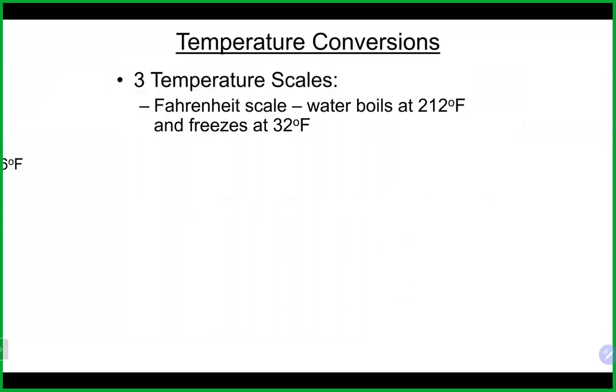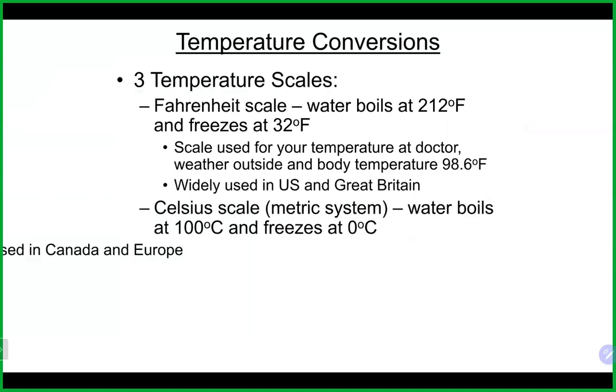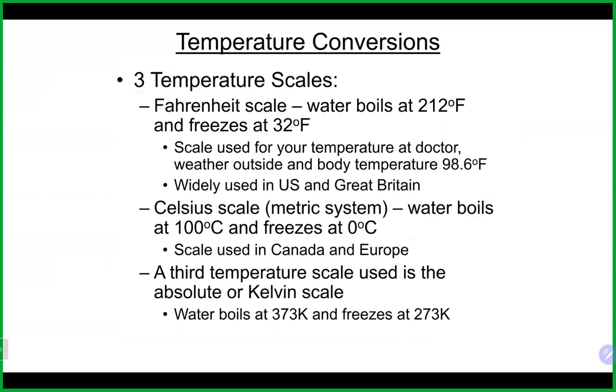So let's talk a little bit about temperature conversions and the three main temperature scales that we have here. There are actually three temperature scales that you come across, though one of the three outside of chapter 2 you might not see very much. The three temperature scales are Fahrenheit, in degrees Fahrenheit, where water boils at 212 degrees Fahrenheit and freezes at 32 degrees Fahrenheit. That's obviously the scale we use when we take our temperature and things of that nature.